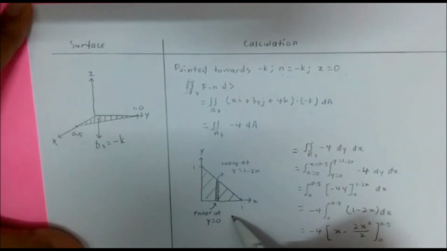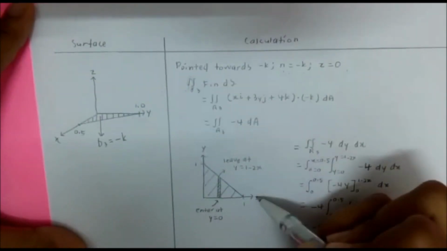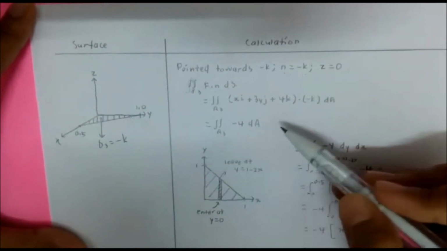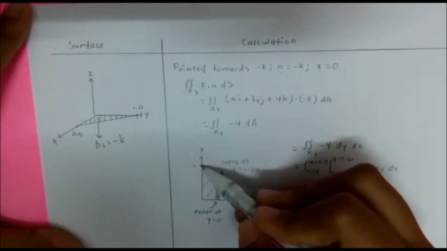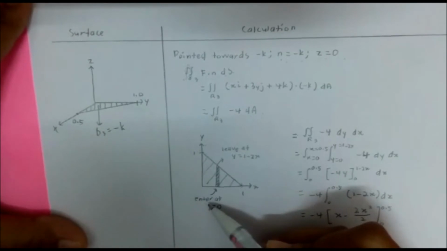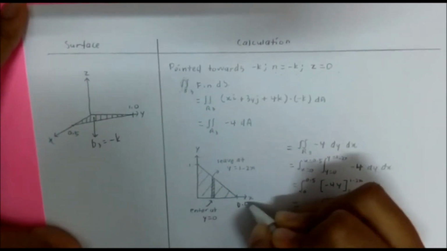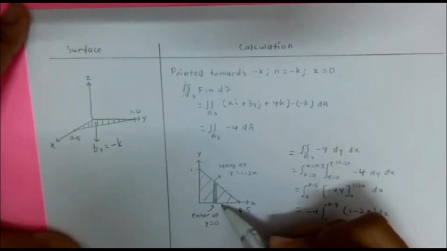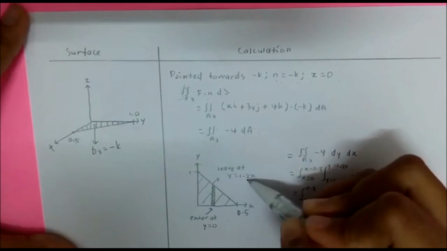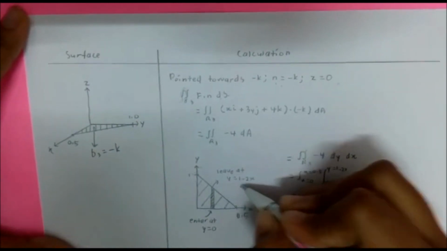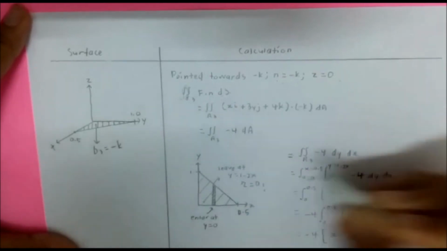But for this plane, we need to construct the xy plane to get the area. So we know that this is 1 and this is also 1. We know that this is not 1, this is 0.5. And it will enter at y equals 0 and leave at y equals 1 minus 2x, because in the xy plane z will equal 0.